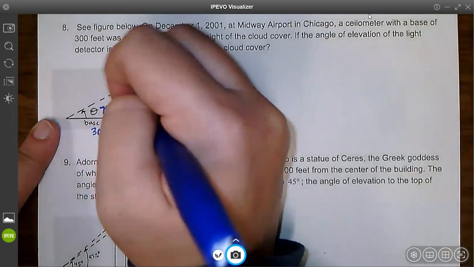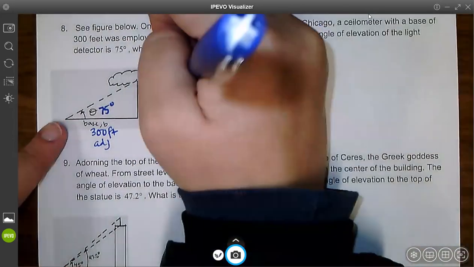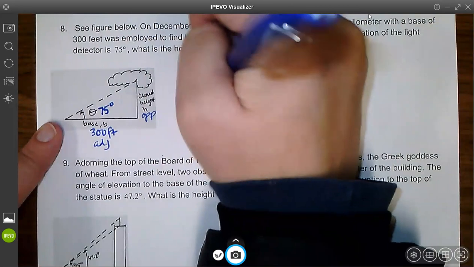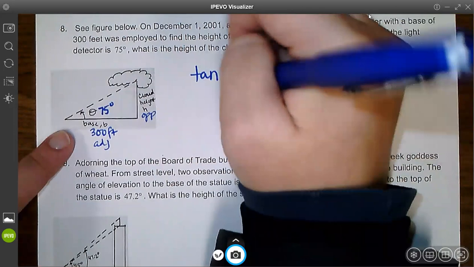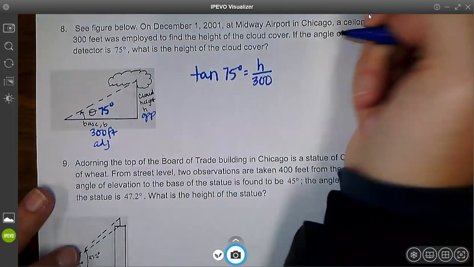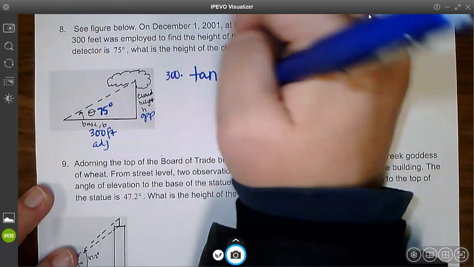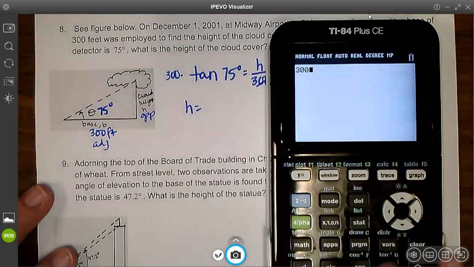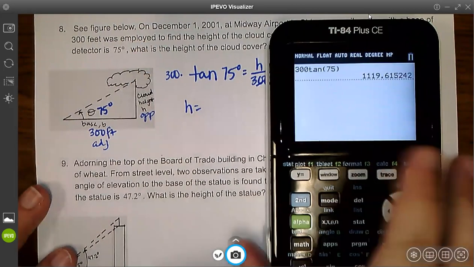So we have our opposite and we have our adjacent to this angle theta. So we're going to use the tangent. The tangent of 75 degrees equals our opposite, which is h, over our adjacent, which is 300. Multiply both sides by 300 to get h by itself. Then you get h equals, in your calculator, 300 times the tangent of 75, which is 1,119.6 feet.